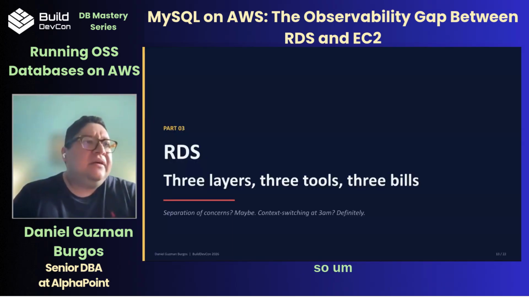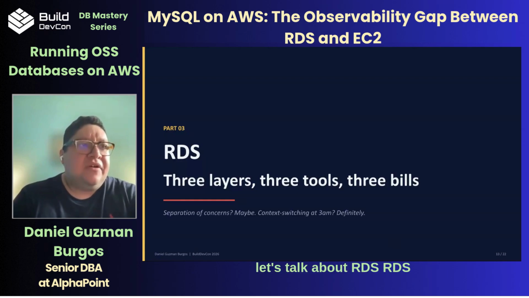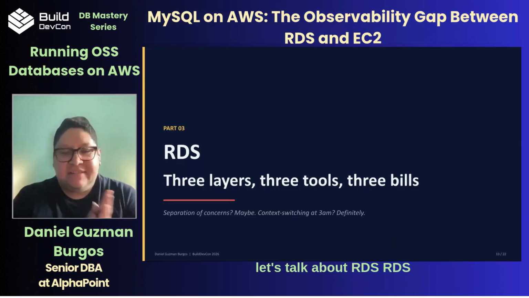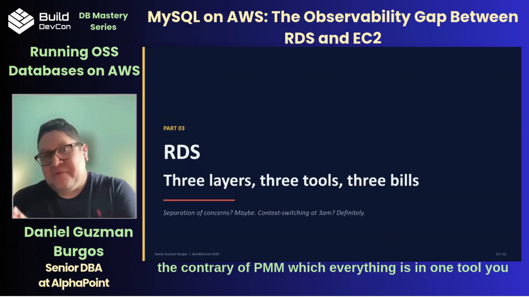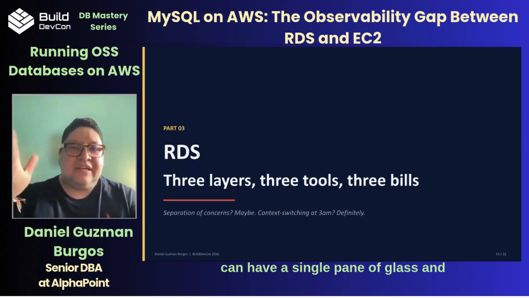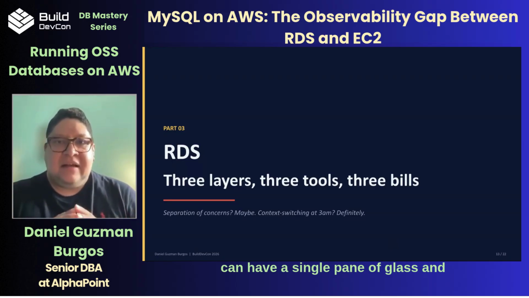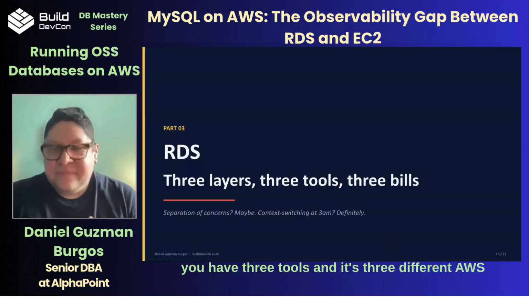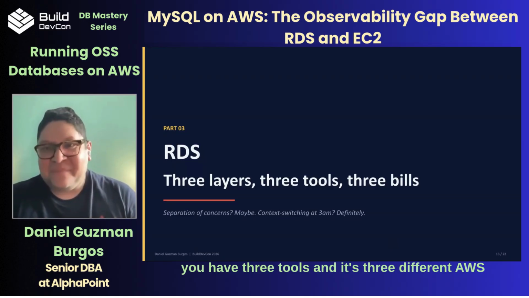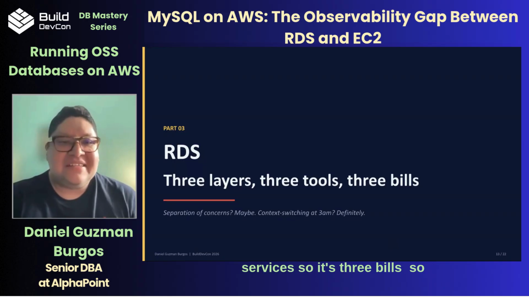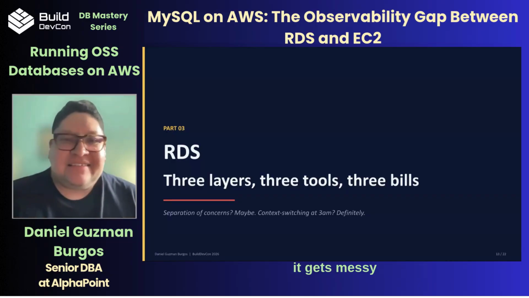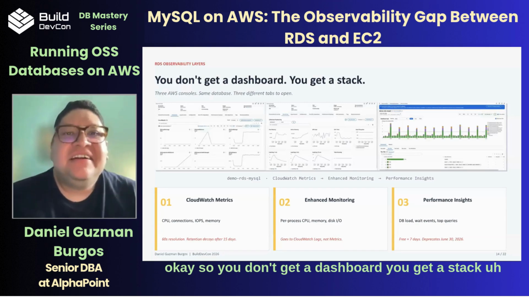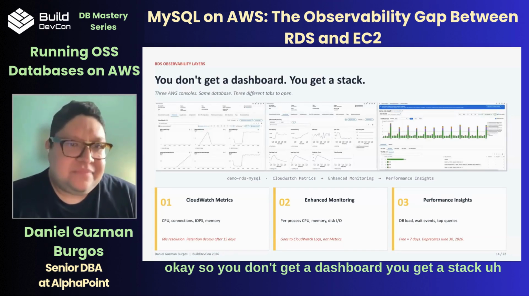Okay, so let's talk about RDS. With RDS monitoring, on the contrary of PMM, where everything is in one tool and you can have a single pane of glass, you have 3 layers because you have 3 tools, and it's 3 different AWS services, so it's 3 bills. It gets messy. So you don't get a dashboard, you get a stack.